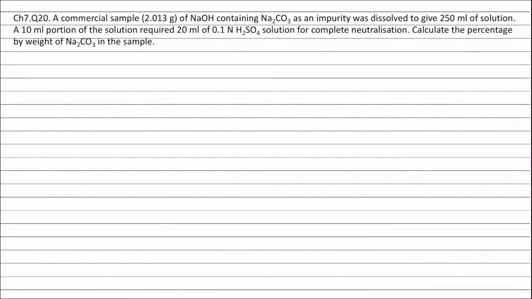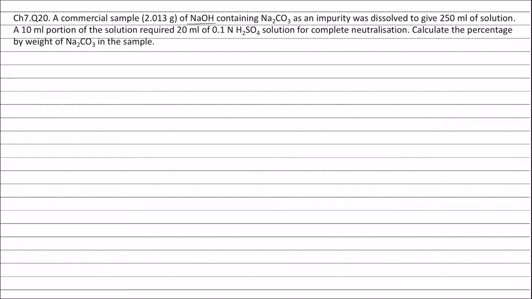Question 20. A commercial sample, 2.013 gram of NaOH containing Na2CO3 as an impurity, was dissolved to give 250 milliliters of solution. A 10 ml portion of the solution required 20 ml of 0.1 N H2SO4 solution for complete neutralization. Calculate the percentage by weight of Na2CO3 in the sample.